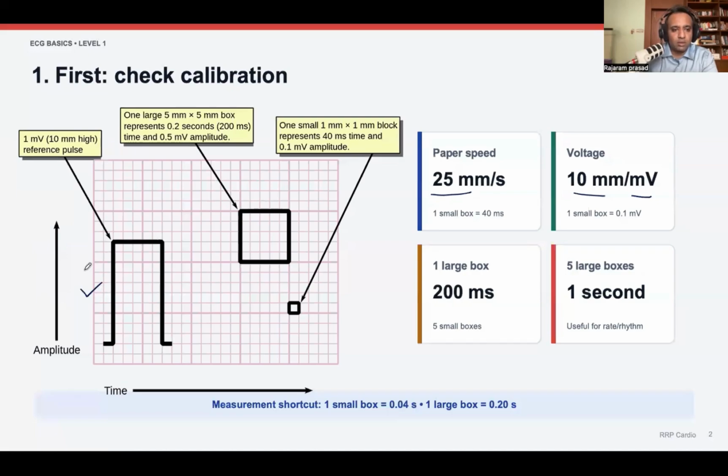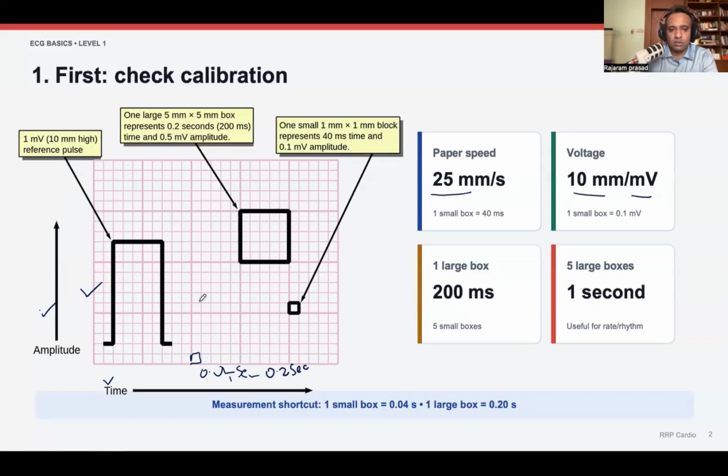And as I already told you, ECG measures the electricity from the heart and it is recorded in a graph paper. The x-axis measures the time and the y-axis measures the amplitude. So each small square is around 0.04 seconds or 40 milliseconds, and each big square is 0.2 seconds or 200 milliseconds, and five of these, 1, 2, 3, 4, 5 of these will make 1 second.